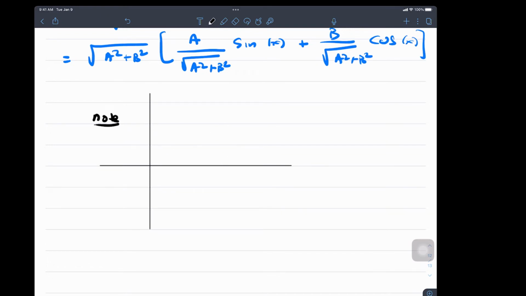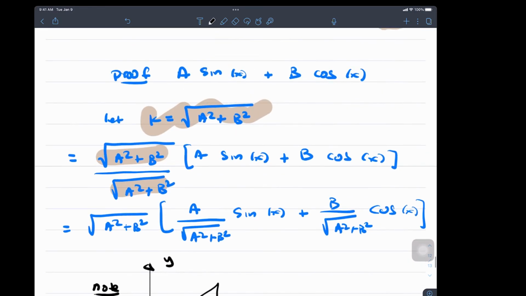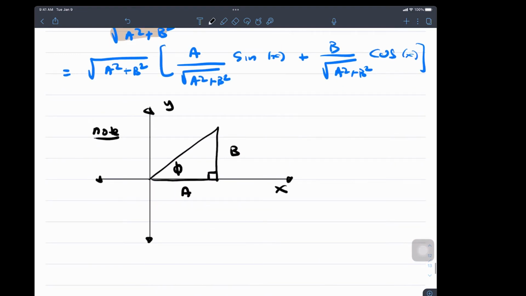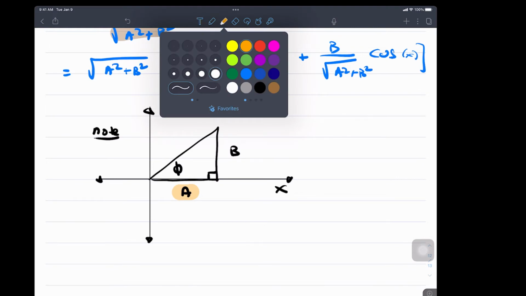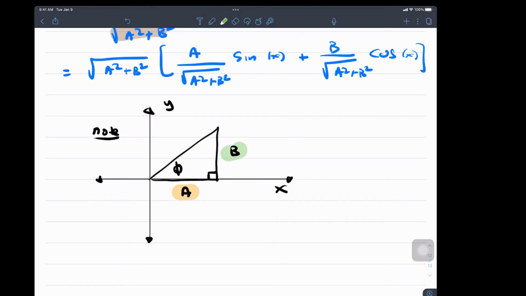I'm going to create a triangle here. Here's your x-axis. Here's your y-axis, right? And call that angle phi. This is a right triangle. So I'm going to let this be my A value and this be my B value here. Okay, so we're saying orange and green, I guess. So here's my constant A, and here's my constant B, and here's the angle phi. Now, you guys know by Pythagorean theorem, isn't this going to be K? This is K, right?